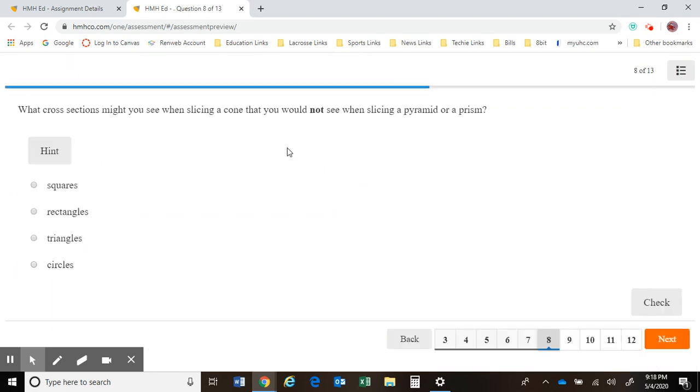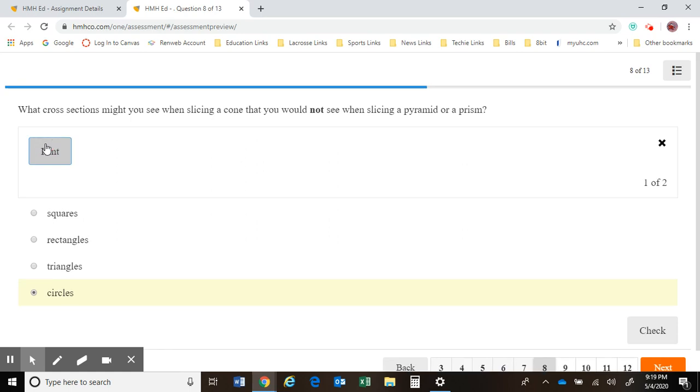Okay, moving on. Question number 8. What cross sections might you see when slicing a cone that you would not see when slicing a pyramid? So if you slice a cone, what's the bottom of a cone? The face of a cone is a circle, and you're not going to get a square or rectangle out of a cone. You need to look at the hint. That basically says look at the bases: prism, pyramid, cone.